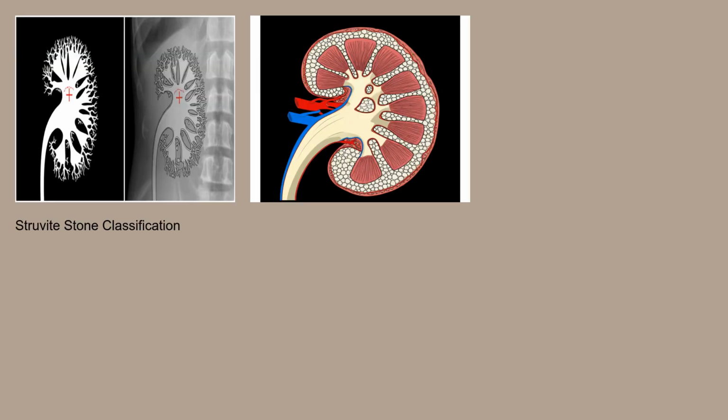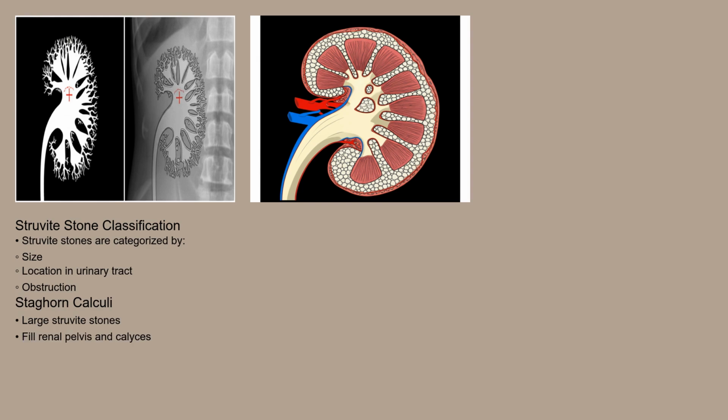While other kidney stone types have many different classifications, Struvite stones are mainly categorized based on their size, location within the urinary tract, and whether or not they cause obstruction. The term staghorn calculi specifically refers to large Struvite stones that fill the renal pelvis and branch into the calyces, resembling the antlers of a stag. These are the most complex and challenging to treat.